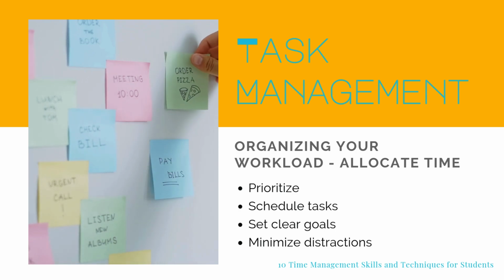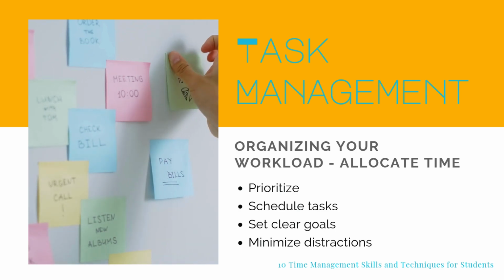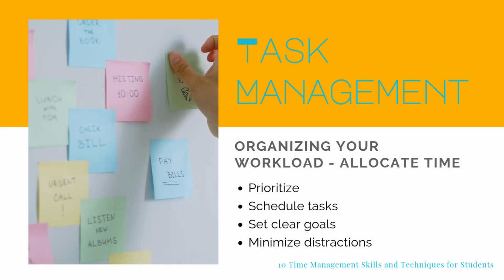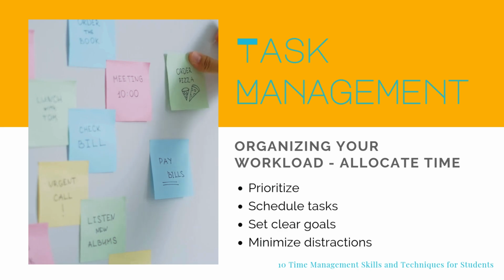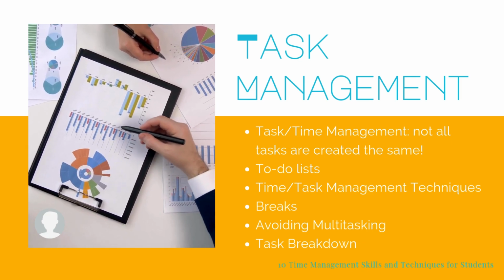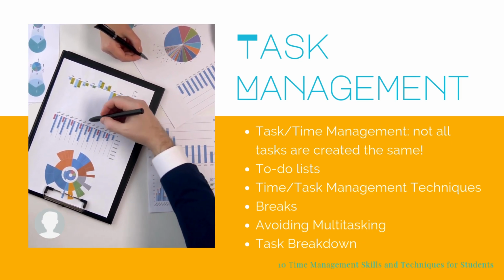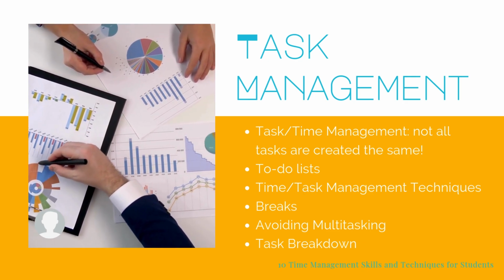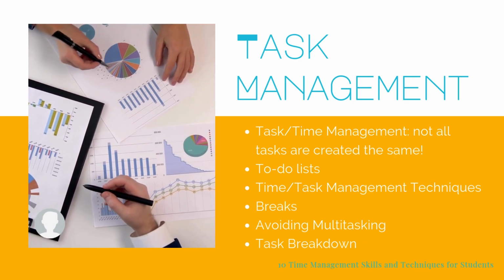As you can see, time and task management go hand in hand. So you need to make sure that you organize your workload so that you allocate enough time to complete each of your tasks. So that means, again, prioritizing, scheduling in your tasks, setting clear goals, and minimizing your distractions. For task time management, not all tasks are created the same. Some take longer than others, so you need to make sure that you plan accordingly.